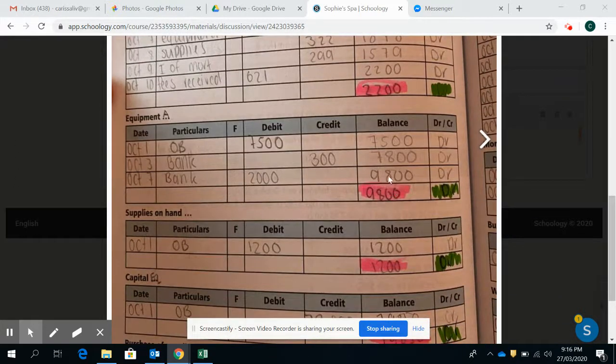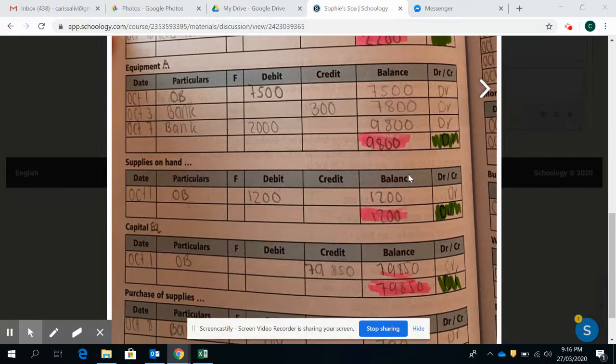And then here, so we've got a debit for equipment as the opening balance, which is perfect. And then we've got a credit because we sold some. So we've got a debit and a credit. So they're the opposite way. So you need to minus the 300 instead of plussing. So that's going to be 7.2. And then you're going to go plus the 2,000 to get to 9,200 closing.